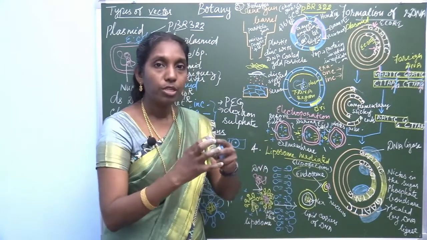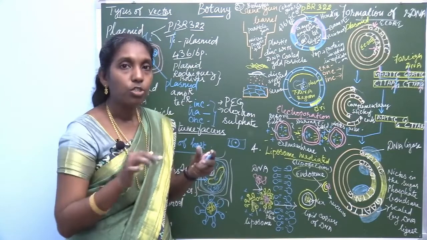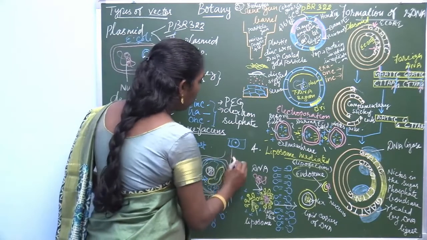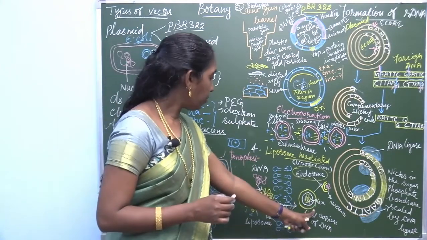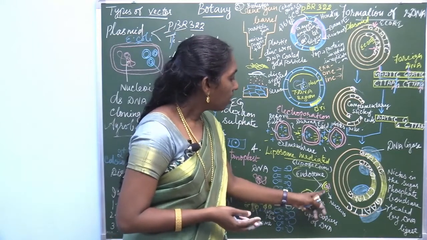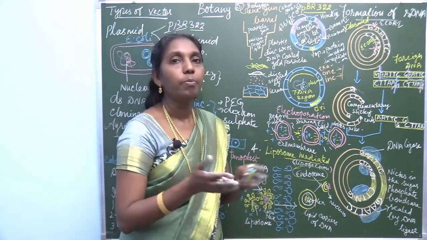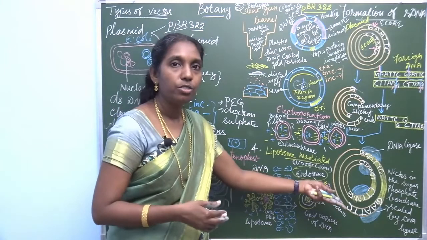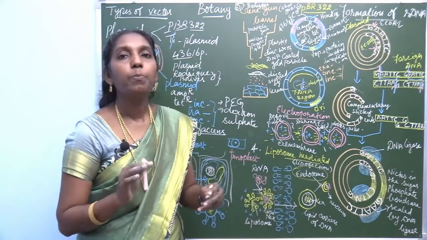So there is a fusion of this liposome and the vacuole. The membrane surrounding the vacuole is the tonoplast. This tonoplast and this liposome fuse and exchange the DNA. So this DNA is transferred into the nucleus. This is the method called the liposome mediated method of gene transfer. So the gene is transferred into the target cell. The method is liposome mediated, or it's called lipofection.